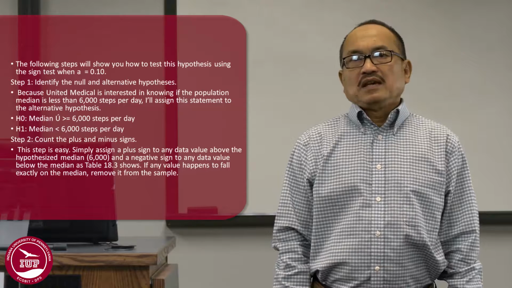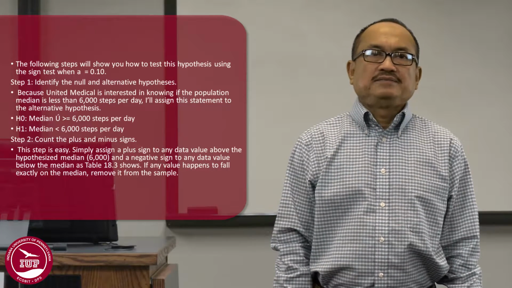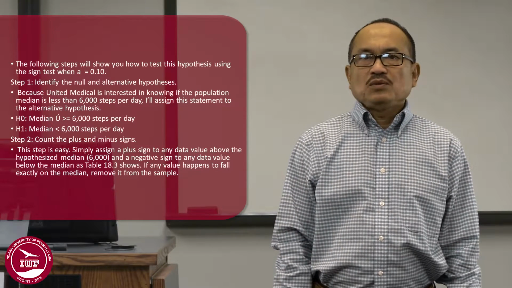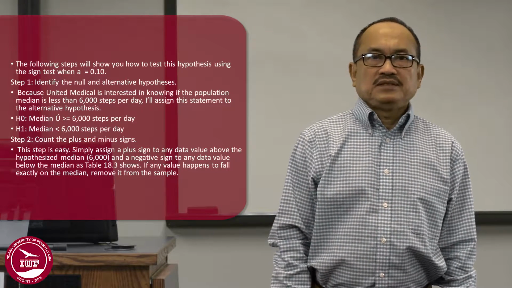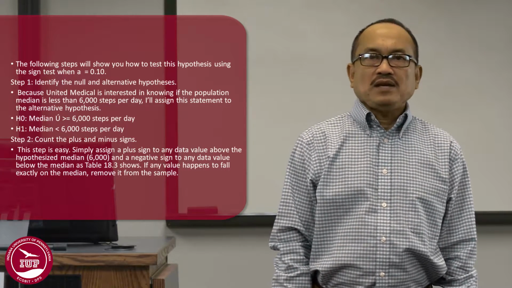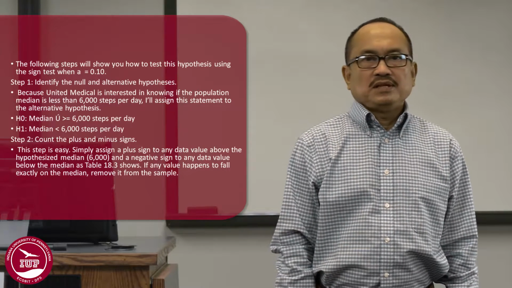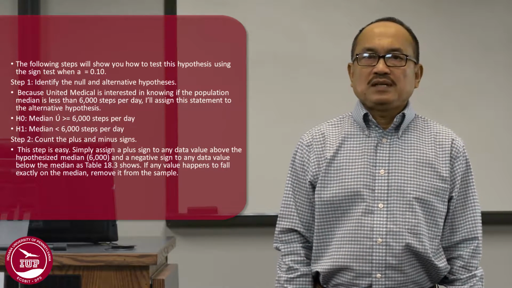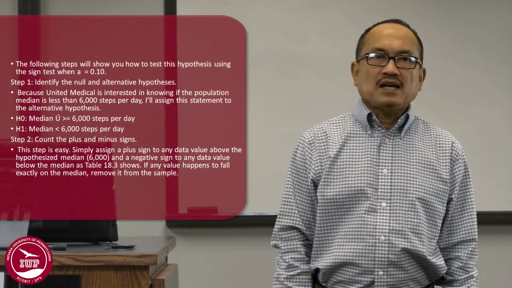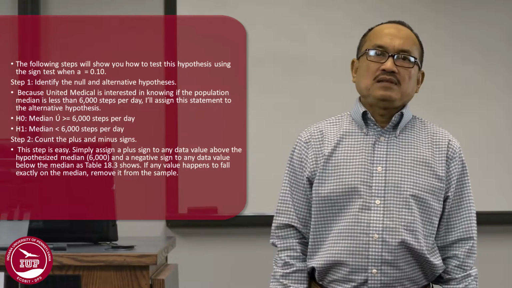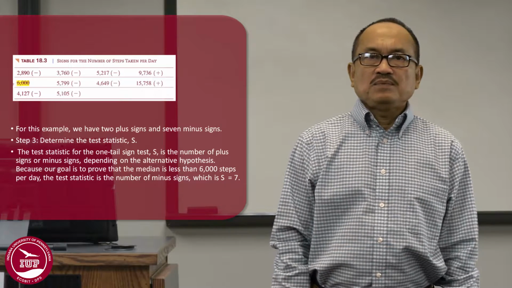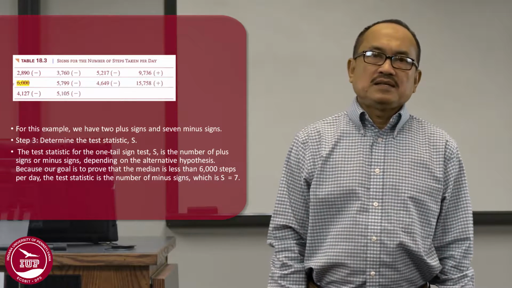Step 2. Count the plus and minus signs. This step is easy. Simply assign a plus sign to any data value above the hypothesized median of 6,000 and a minus sign to any data value below the median, as Table 18.3 shows. If any value happens to fall exactly on the median, remove it from the sample. For this example, we have 2 plus signs and 7 minus signs.